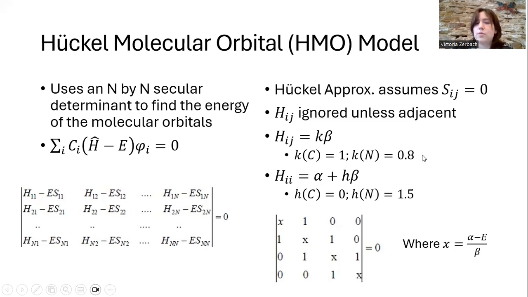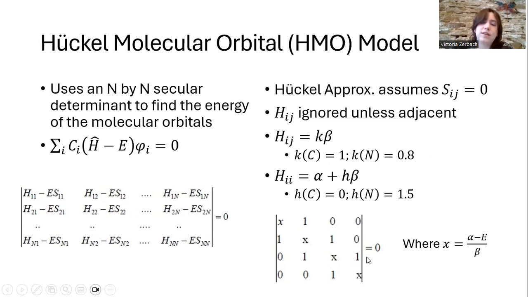For nitrogen, it's 0.8. And then this term for orbitals on the same atom is equal to alpha plus h beta, where h is equal to 0 for carbon, so the whole term is simply alpha, but it is equal to 1.5 for nitrogen, and this is something that we have to consider in our calculations of these cyanide dyes that have nitrogen.